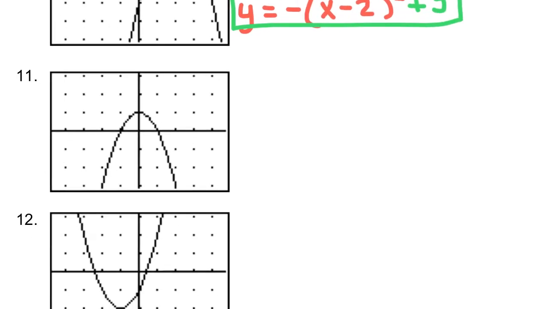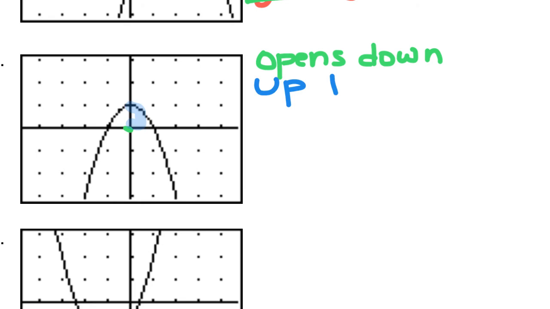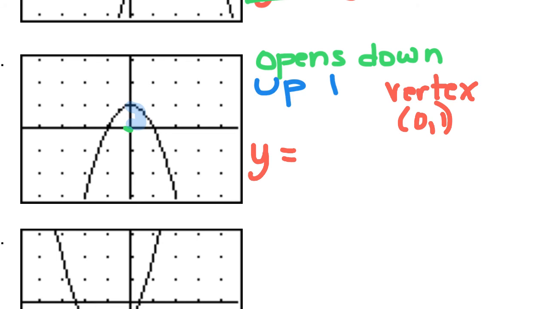Now for number 11, how many transformations do you see? One is that it opens down. And from the origin, it has shifted up 1. It'll be helpful to note the vertex, which is at the point 0, 1, and it is a maximum point. This is where students make mistakes though. We only have those 2 transformations.